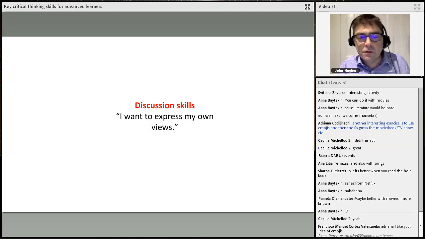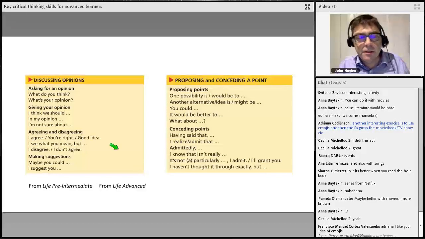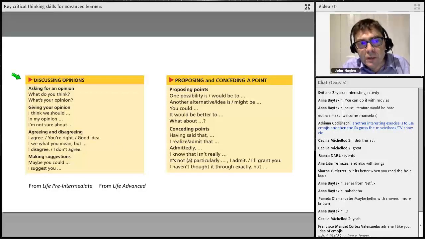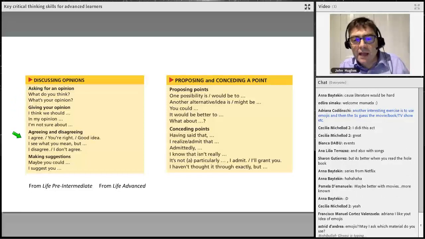type of language that they use. Now, typically, this is from the Life course books, but we teach students expressions in the books, and at Life pre-intermediate level we would introduce the following language for discussing opinions. So what do you think? What's your opinion? I think we should, in my opinion. I agree, good idea. That kind of language, yeah?